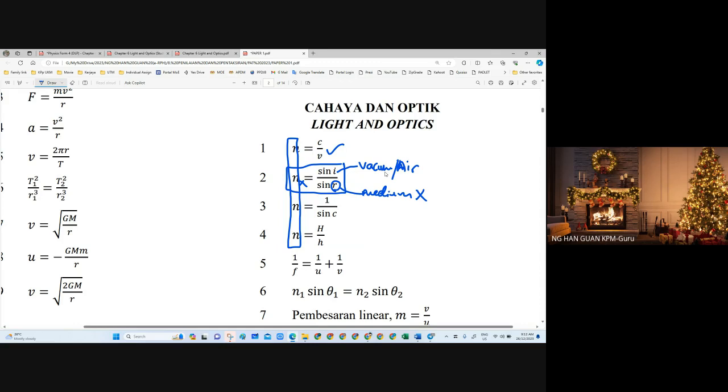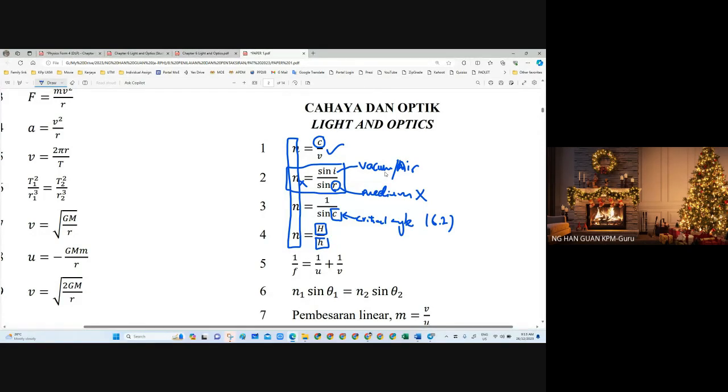And then we have another c here, 1 over sin c. This c and this c are not the same. This c is a critical angle. This one is a critical angle. We will learn it in 6.2. So remember this c is not the speed of light in vacuum. And then here is the real depth over the apparent depth.